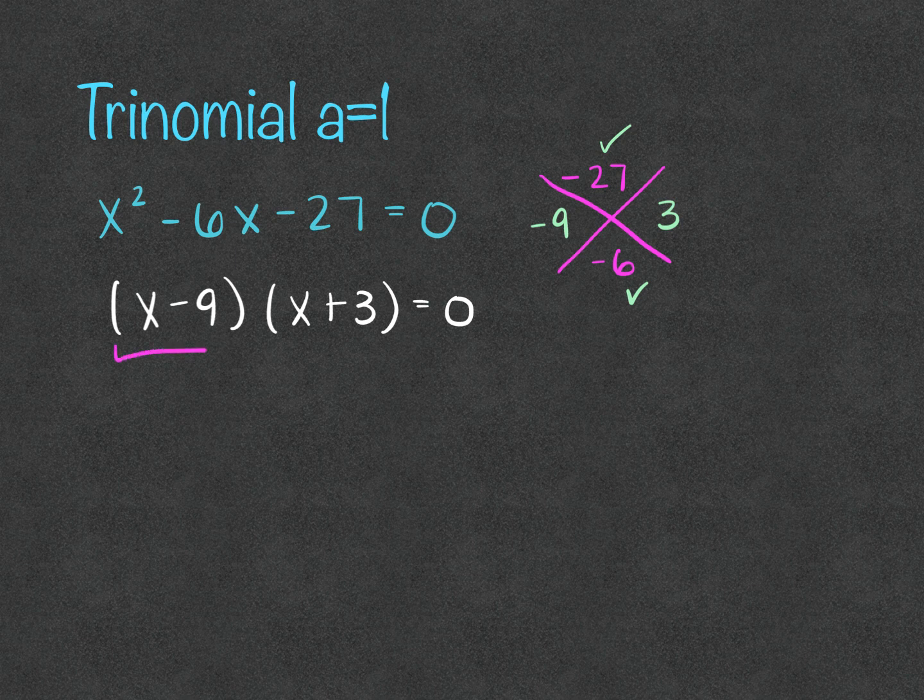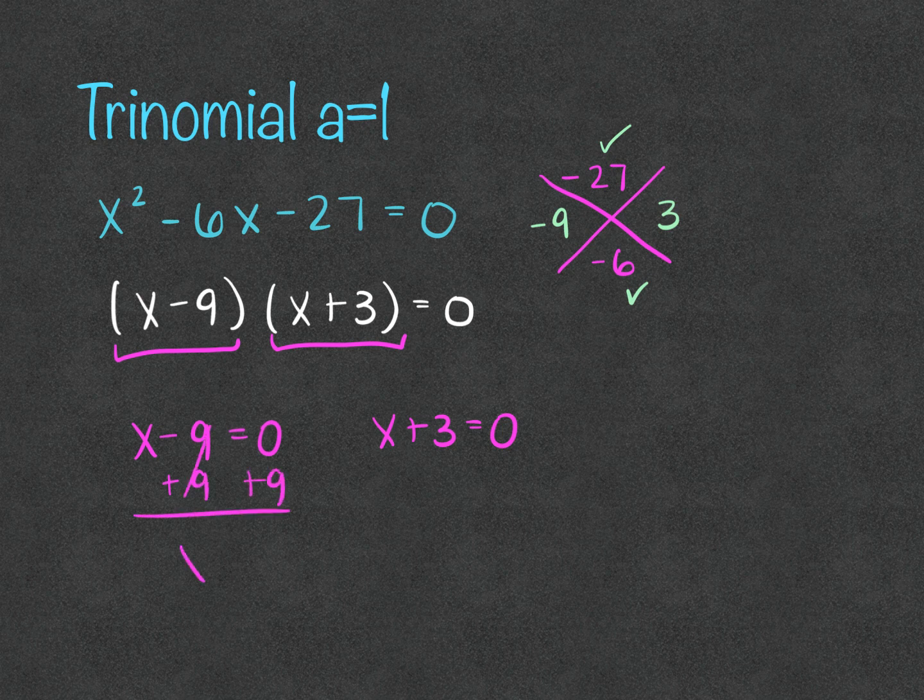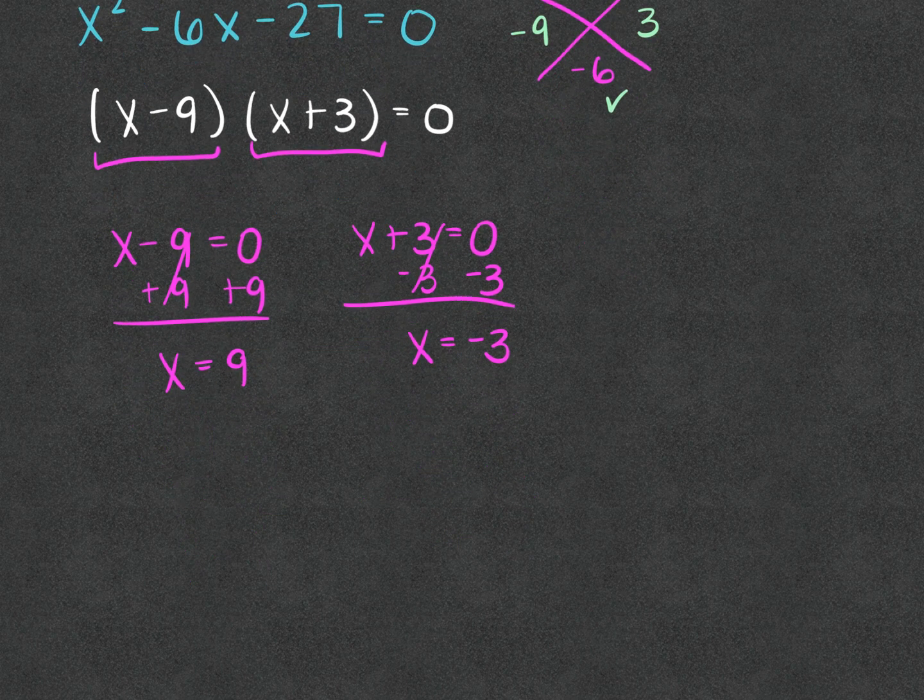And then just like before, we're taking our two factors and separately setting them equal to 0. So this one and this one. We're going to add 9, and we get x equals 9. Subtract 3, and we get x equals -3. So our solutions are x equals -3 and 9.